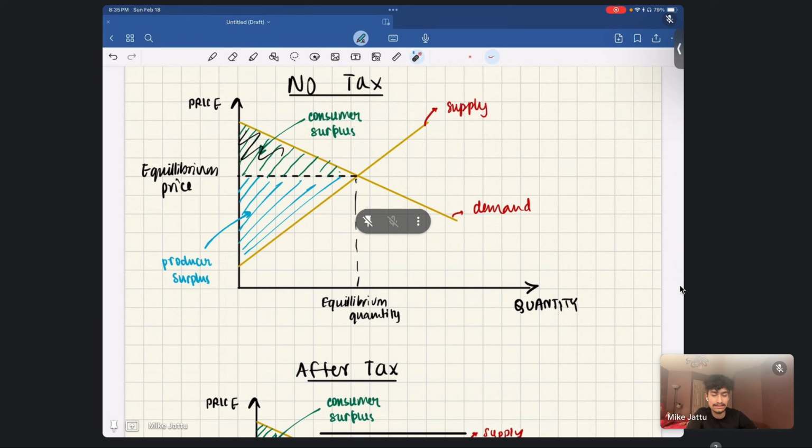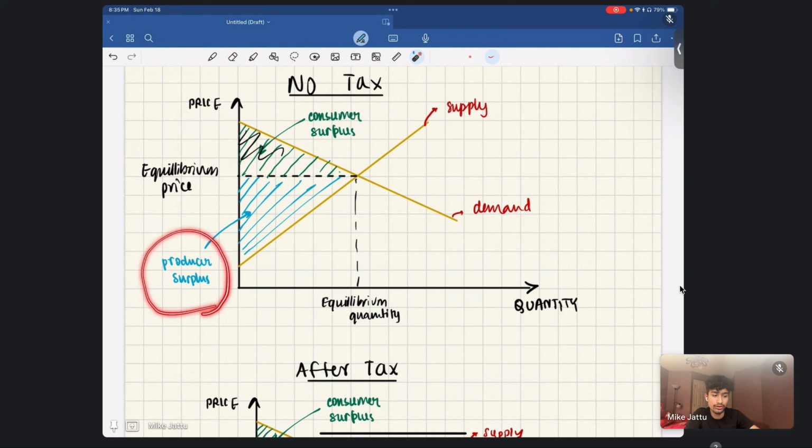Hi, I'll be explaining taxing and the introduction of the deadweight loss. Before going into that, let's look at a supply and demand curve. This is the equilibrium price, and the region above it and below the demand curve is the consumer surplus.